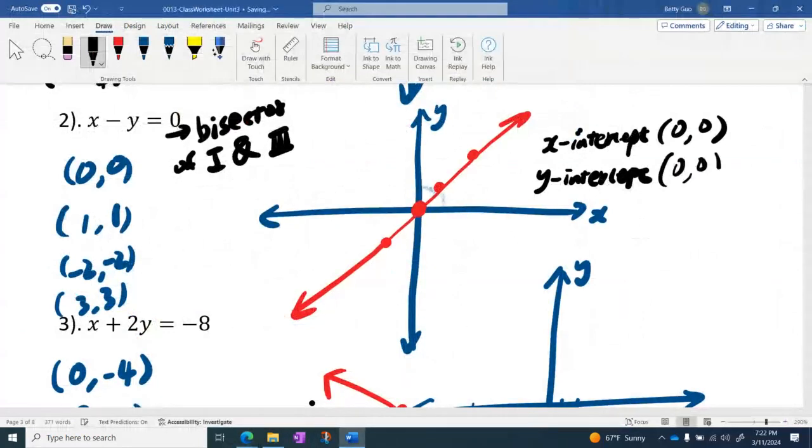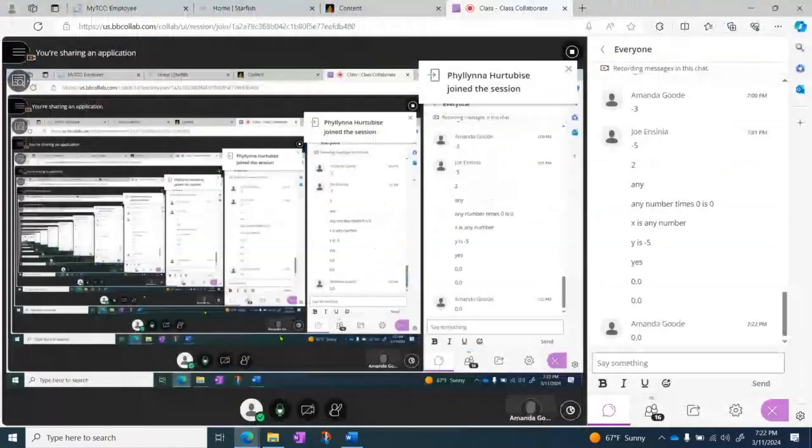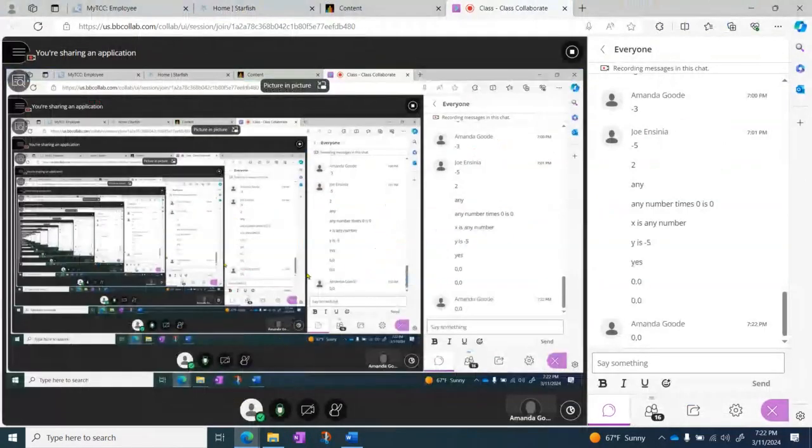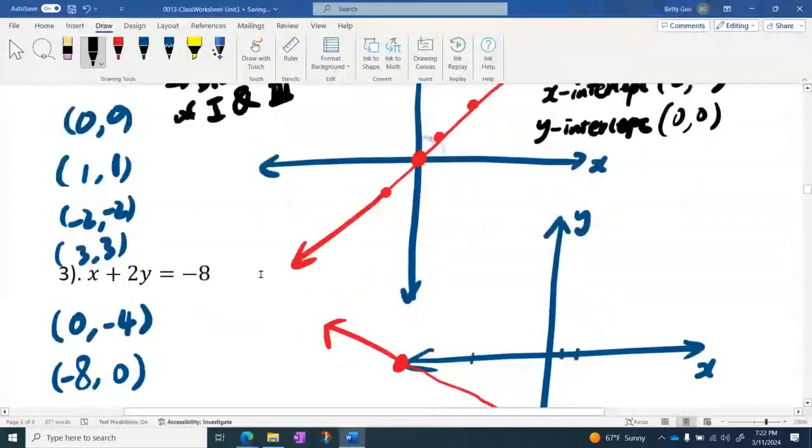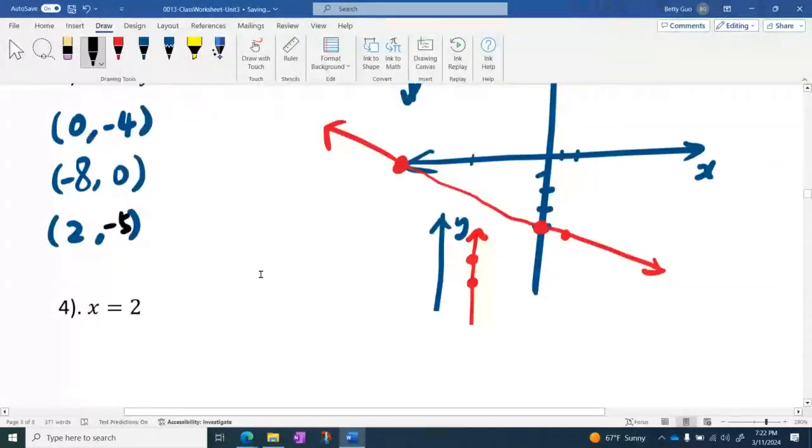It's also (0, 0). This straight line passes through the origin. That's why both the x-intercept and the y-intercept are the origin. It is okay for the origin to be both the x-intercept and the y-intercept, no problem. Very good. Thank you, Amanda. Thank you, Jill.